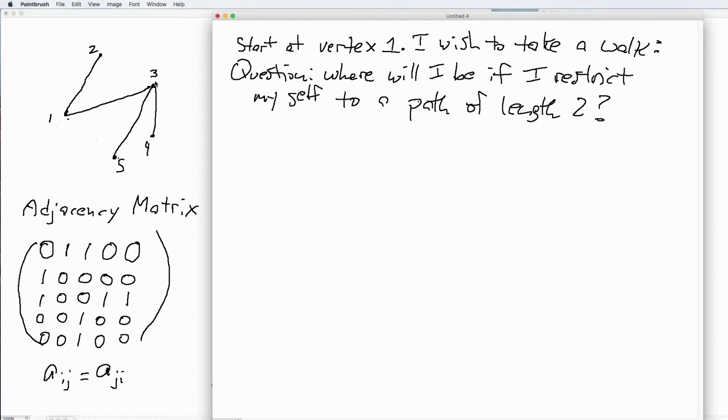I could go from 1 to 3 and then to 5. I could go from 1 to 3 and then to 4. Okay? If I start at 4, I could go 4, 3, 4. I could go 4, 3, 5. I could go 4, 3, 1. Okay? So I think you get the idea there. But let's think about something else here.